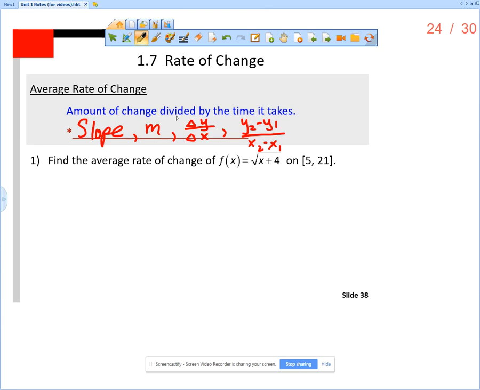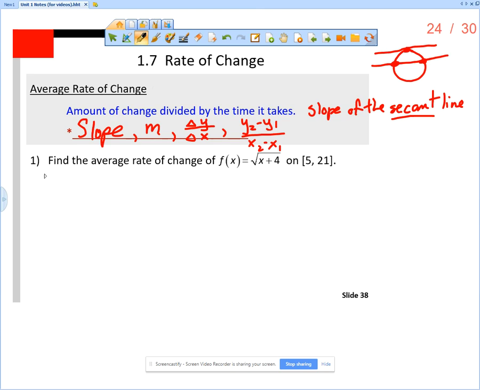Now, average rate of change we are also going to refer to as the slope of the secant line. A secant line, you may recall from geometry, if we had a circle and we drew a line that intersected the circle twice, we would refer to that as a secant. And going right off of that, if we drew a line and it intersected the circle once, we would refer to that as a tangent line. So we'll be getting into that a little bit later.